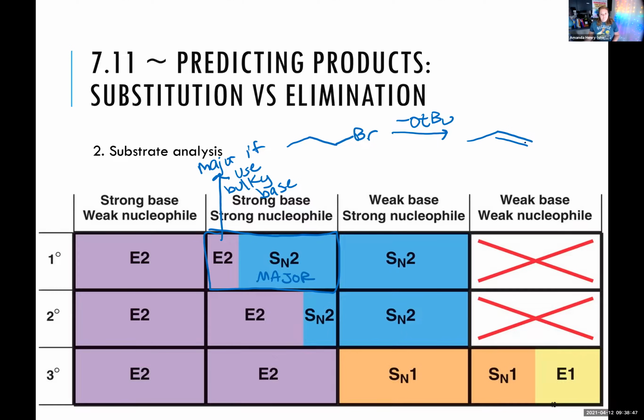So something like that. In the box underneath it, the E2 is our major. Sn2 is the minor. One thing you'll also see with elimination a lot of times is you'll see heat. The heat helps the reaction form if it's elimination.